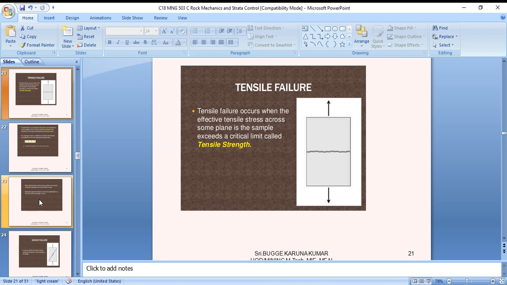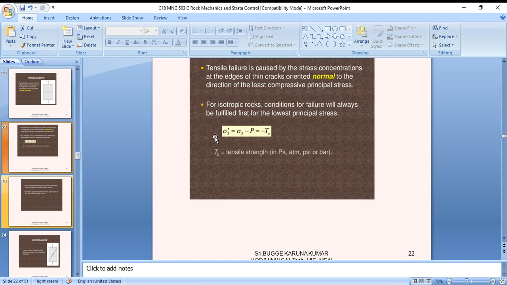Tensile failure: when you pull, tensile failure occurs when the effective tensile stress across some plane exceeds the critical limit. That is called tensile stress. How do we know the strength of a particular specimen? When you pull it and it breaks, that is called the tensile strength of the particular material.